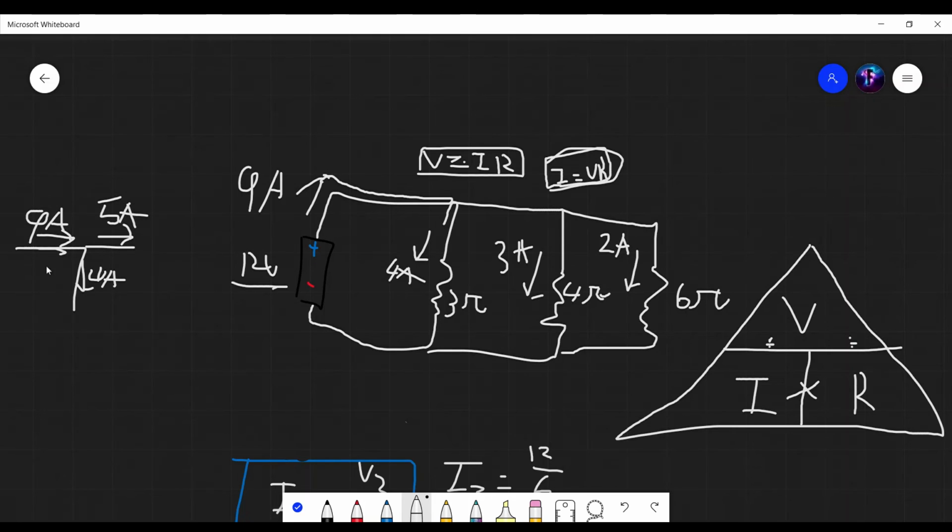Because whatever comes in has to equal, these two have to equal to this one. So 4 plus 5 is 9. So now you know that right here, after right here, it's now 5 amps.